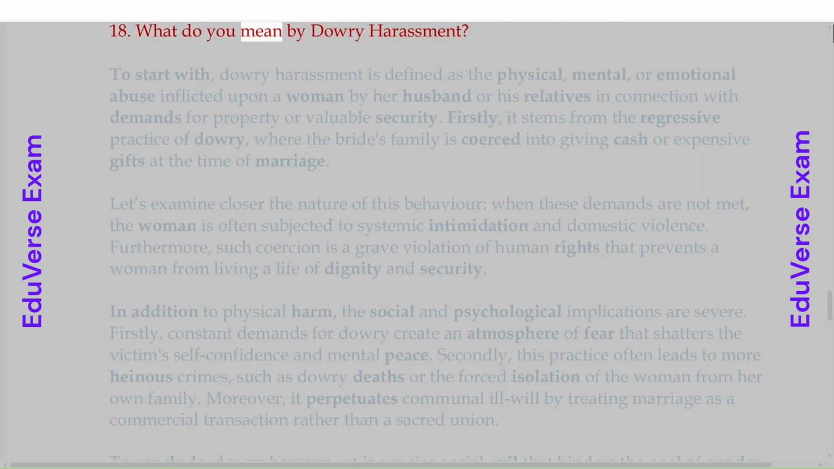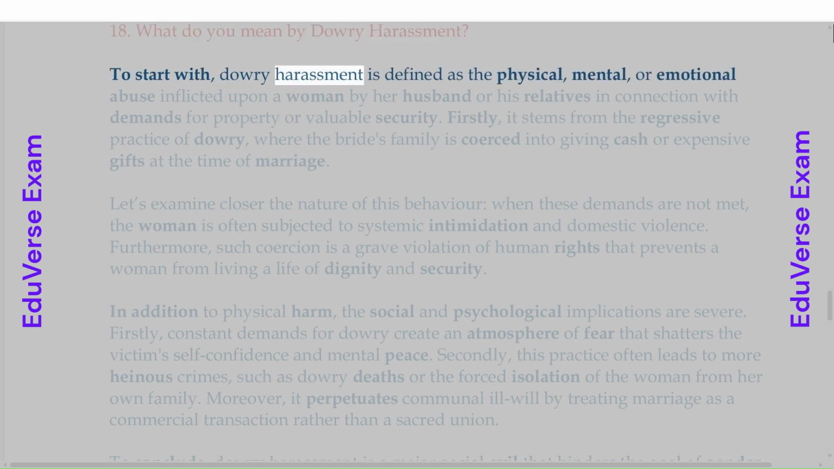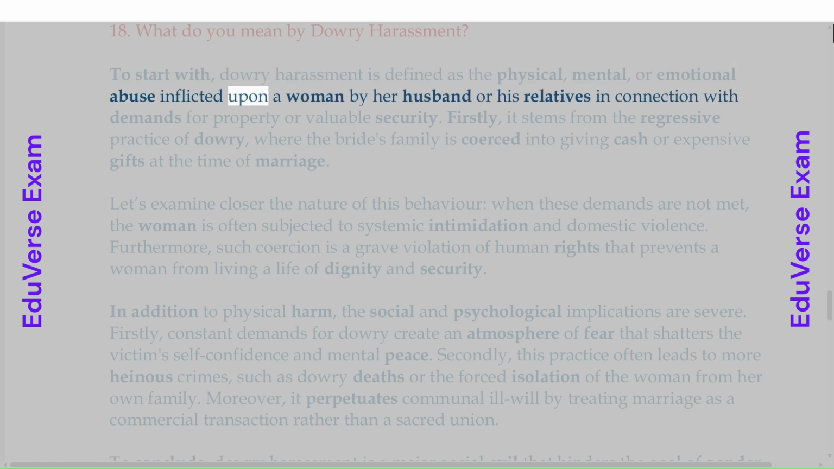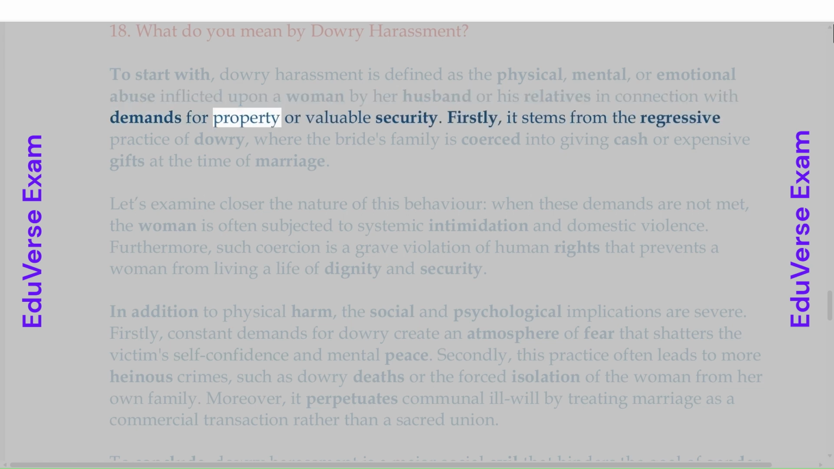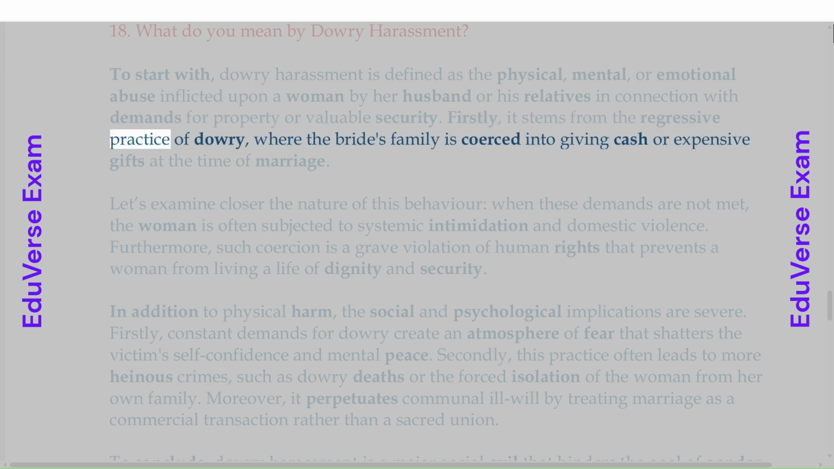18. What do you mean by dowry harassment? To start with, dowry harassment is defined as the physical, mental, or emotional abuse inflicted upon a woman by her husband or his relatives in connection with demands for property or valuable security. Firstly, it stems from the regressive practice of dowry, where the bride's family is coerced into giving cash or expensive gifts at the time of marriage.